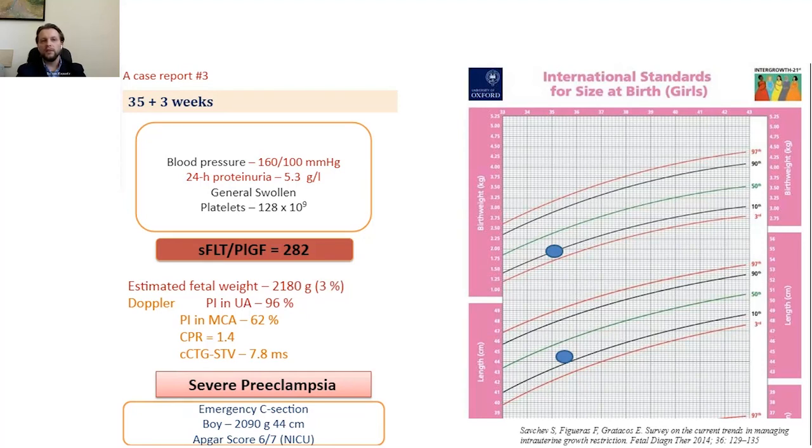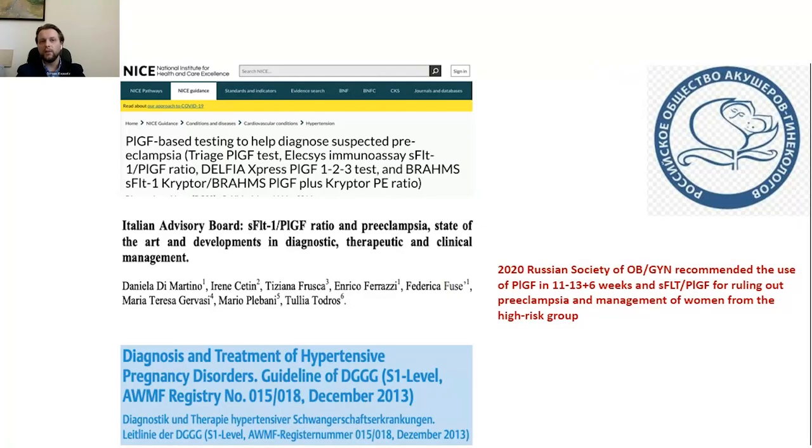Pulsatility index in the umbilical artery was more than the 95th percentile, and due to severe preeclampsia, an emergency C-section was performed, and a preterm small for gestational age boy was born. And you could see that the use of the sFlt-PlGF ratio for the prediction of preeclampsia and management of women with this complication is recommended in many countries. And in 2020 the Russian Association of OBGYN accepted this policy and recommended it in routine practice.